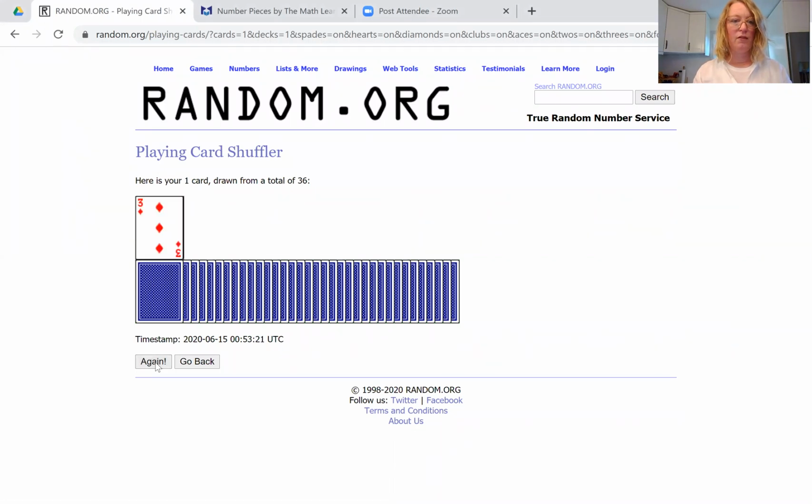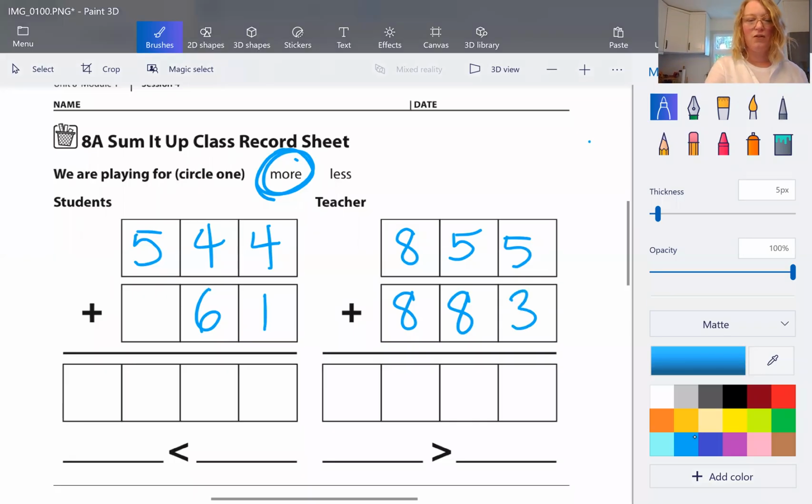I'm getting a 3, and you're getting an ace. Uh-oh. I don't think you got a very big number. So I got a 3, and you got a 1. All right, that's okay. Let's add them together and see who got more.